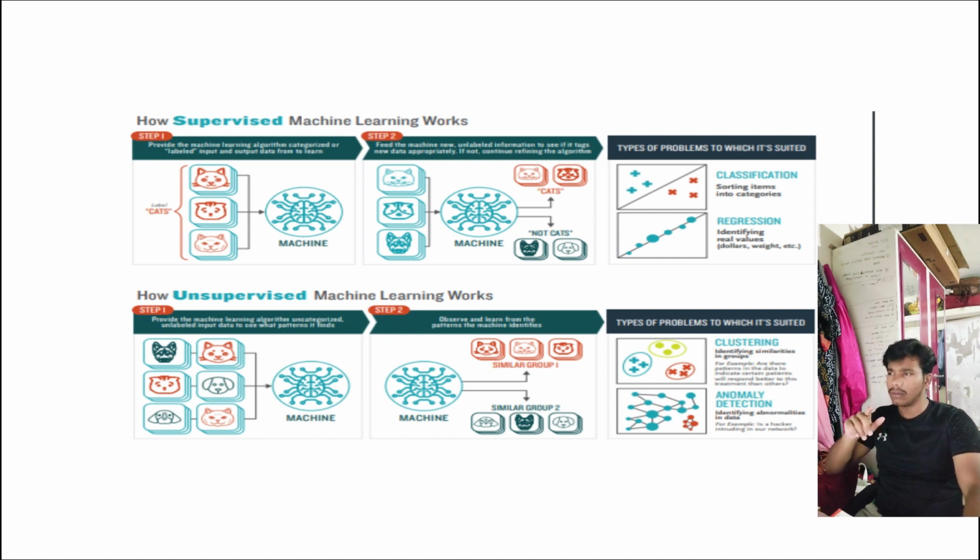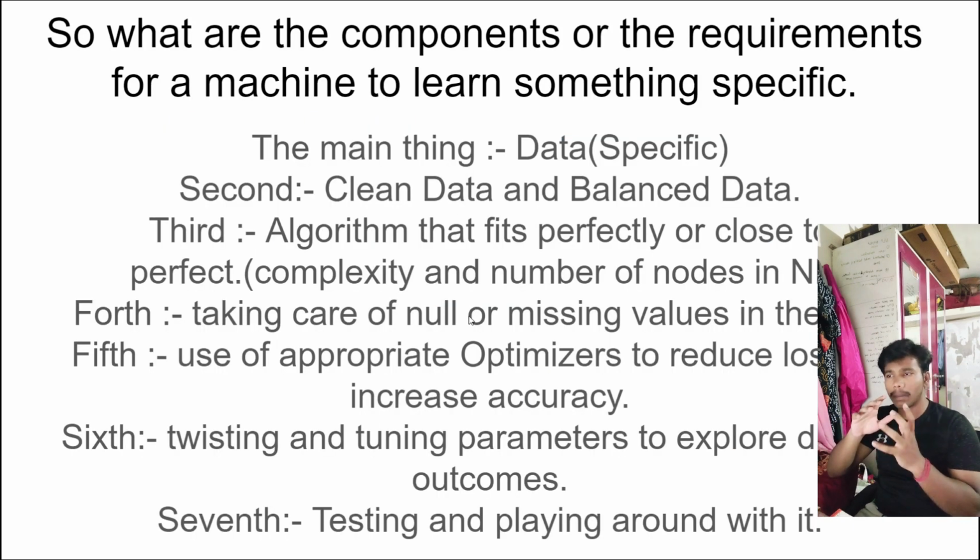The other thing is what are the components or the requirements for a machine to learn something specific. First of all, the important thing is that the data should be clean and balanced. It should be balanced because if the data is not balanced, it can predict some values which are not appropriate, or which are just not expected for the machine to predict. That is why we need specific data, and the data should be clean and balanced. The third thing is the algorithm that fits perfectly, or is close to perfect. The algorithm which we are using should be able to comprehend the data and work with it.